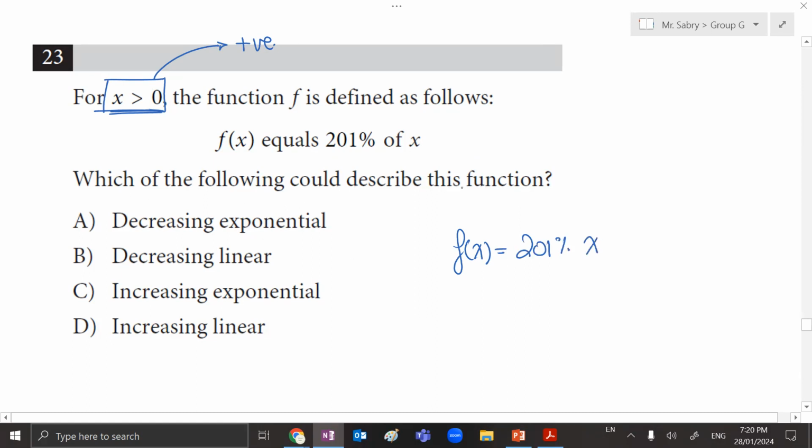Which of the following could describe this function? Is it increasing or decreasing? It's increasing definitely, because it's multiplied by a percentage, that's an exponential one. If I'm adding by a specific value, not a percent, that would be linear.